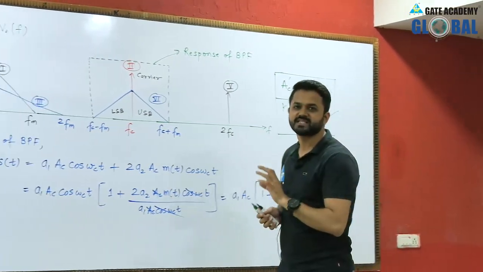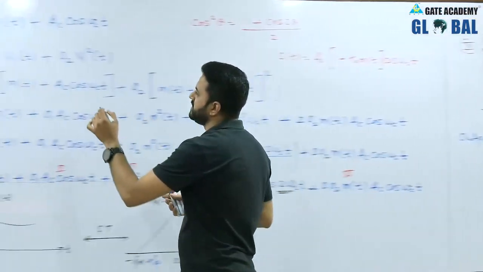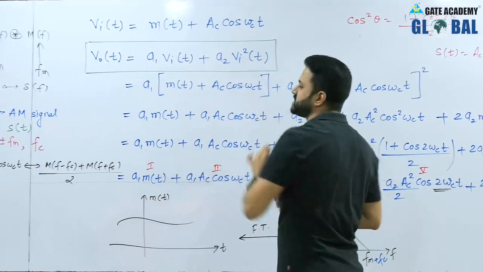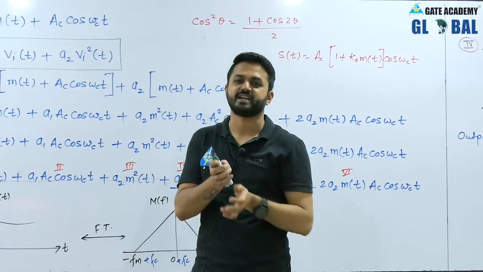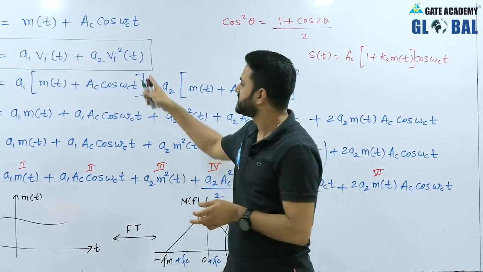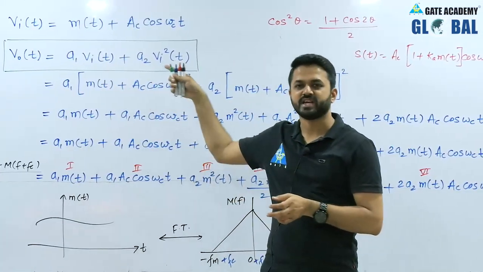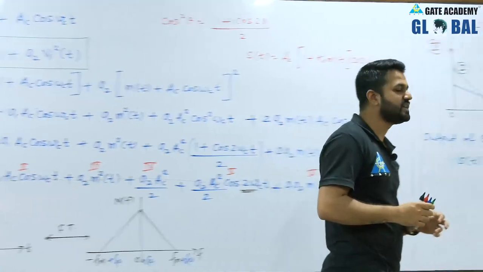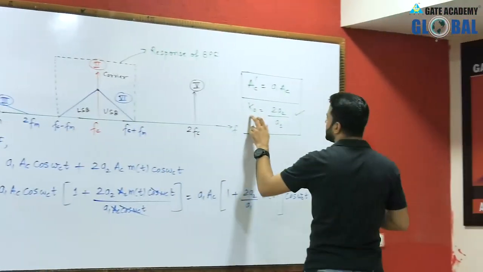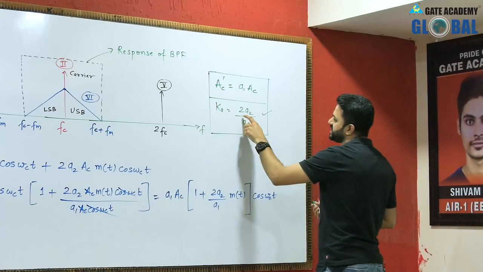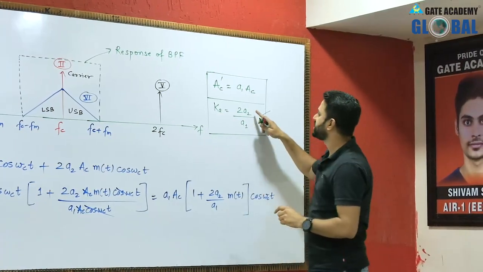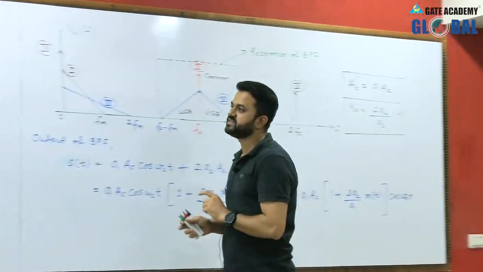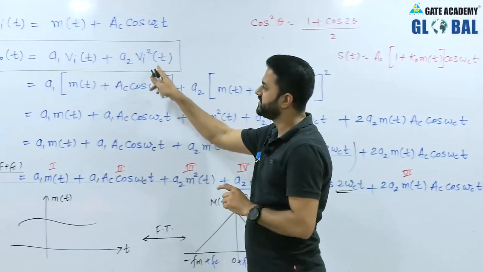If the characteristics have the standard form like this, suppose you are solving any question on a square law modulator, and the characteristics of that device are given in this form, A1 vi(t) plus A2 vi square(t), that means only the linear term and the square term, then you can directly use this result. You can directly consider the amplitude sensitivity of this modulator as 2A2 by A1, which is the coefficient of the square term divided by the coefficient of the linear term, multiplied by 2.